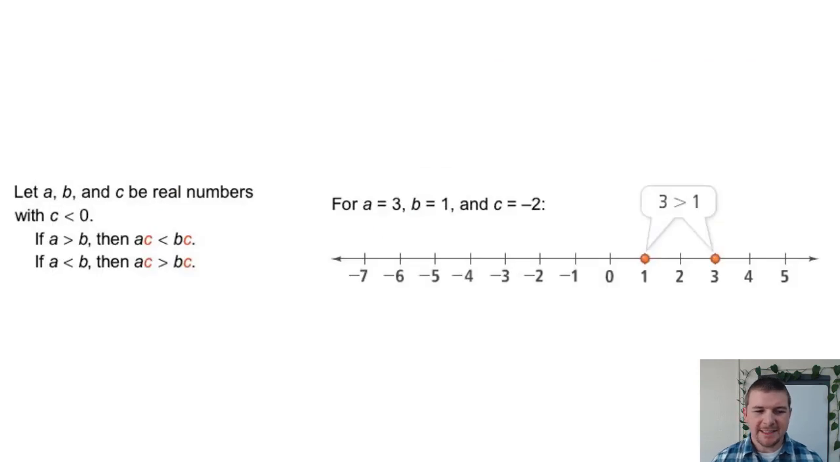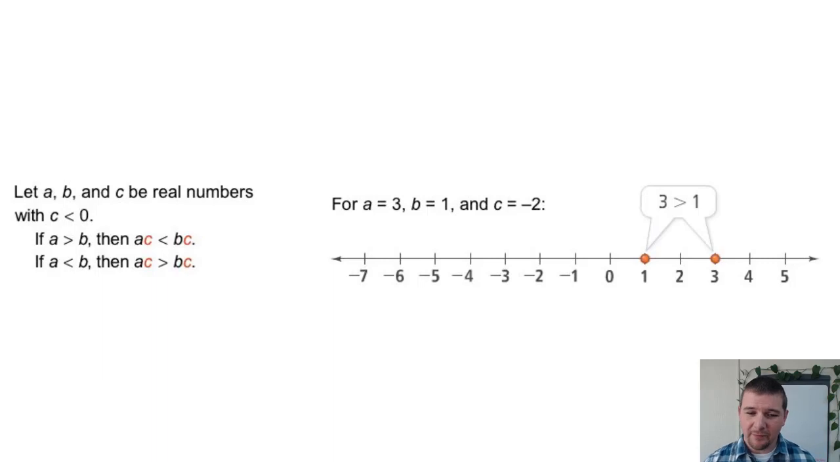So what if c is less than 0? What if we're multiplying both sides of an inequality by a negative value? That's what this addresses. Let a, b, and c be real numbers with c less than 0. If a is greater than b, then a times c is less than b times c. If a is less than b, then a times c is greater than b times c. So notice what happened: we multiplied both sides of the inequality by a negative, and the sign flipped direction.